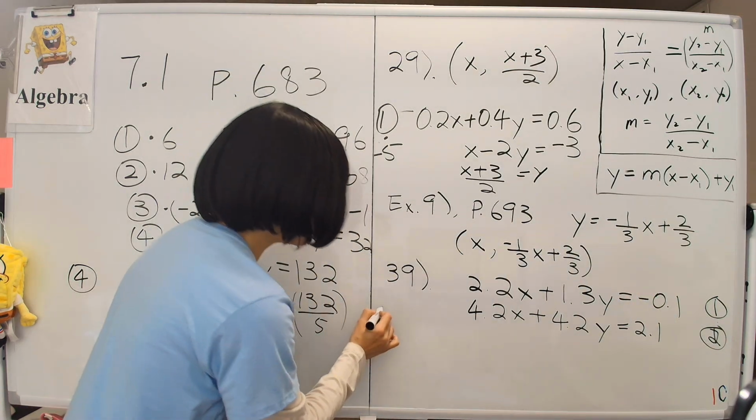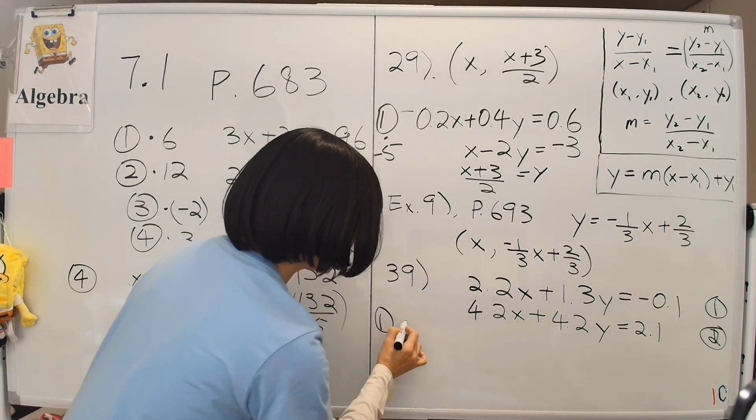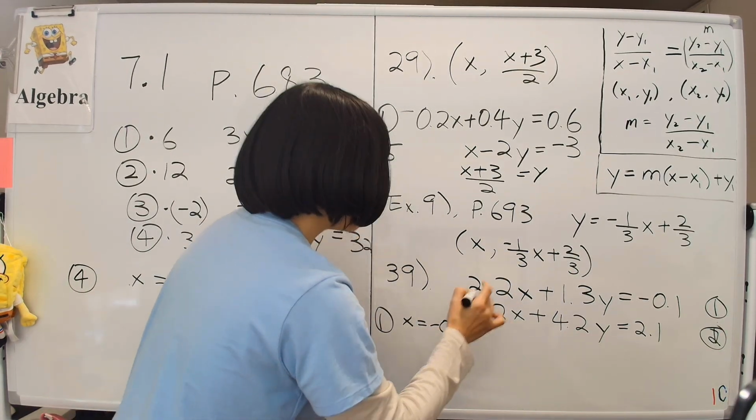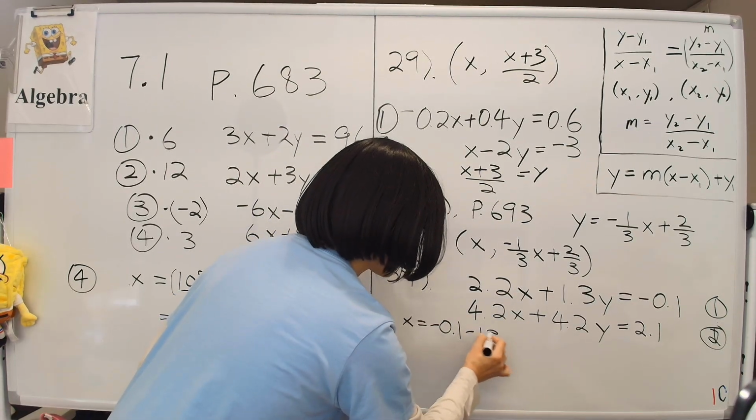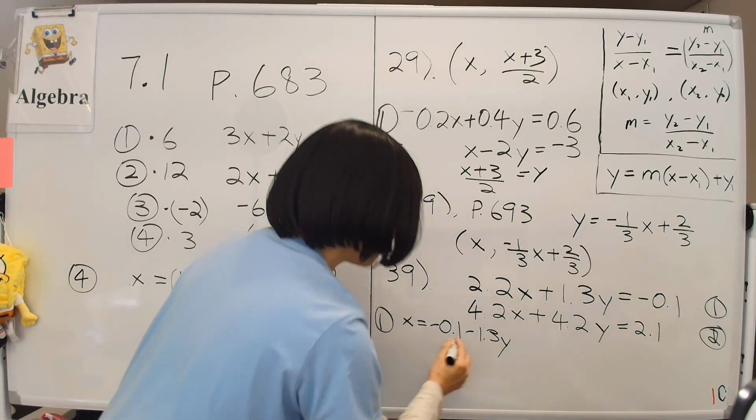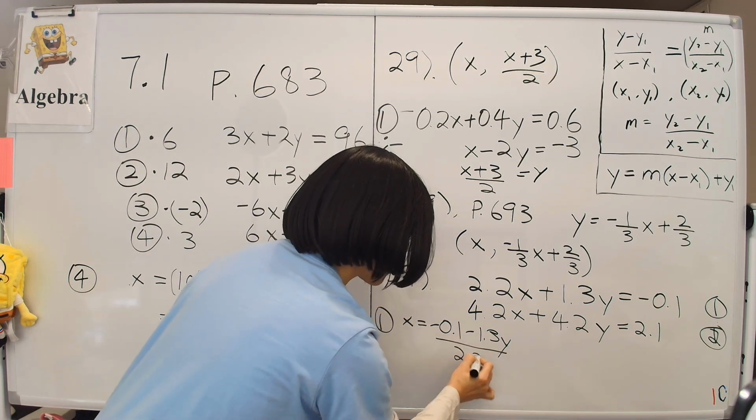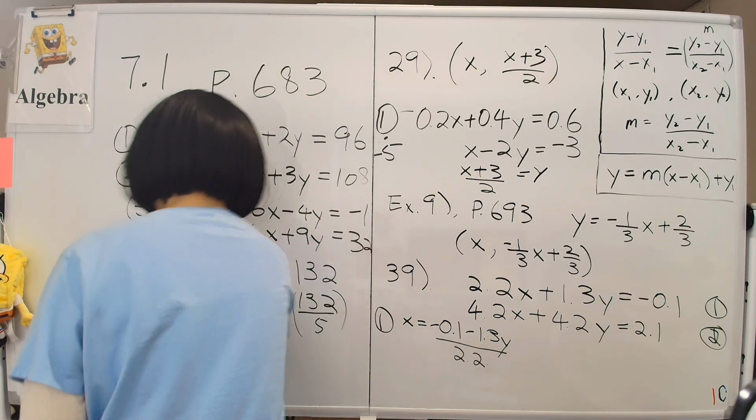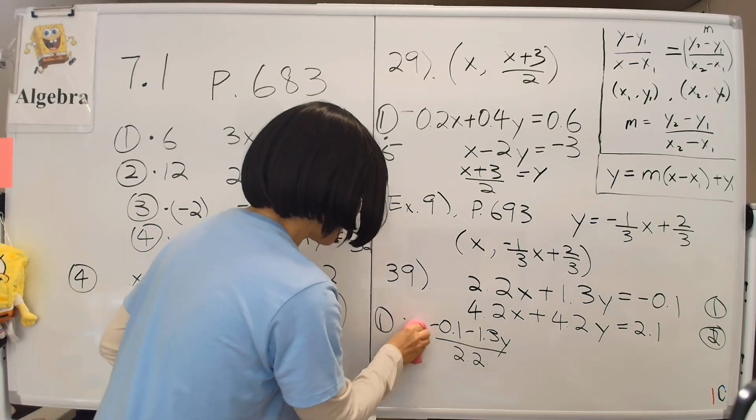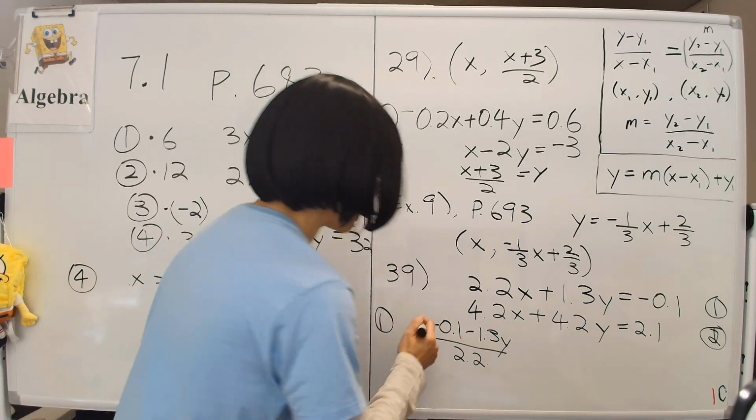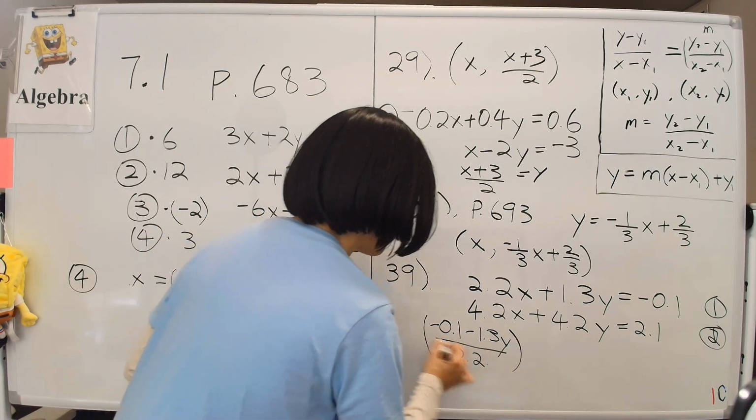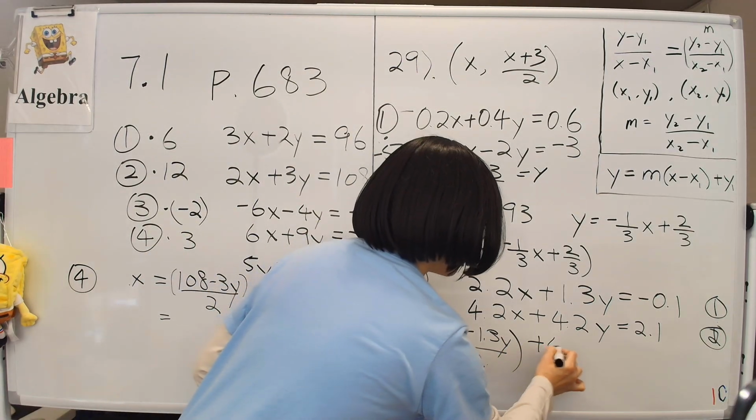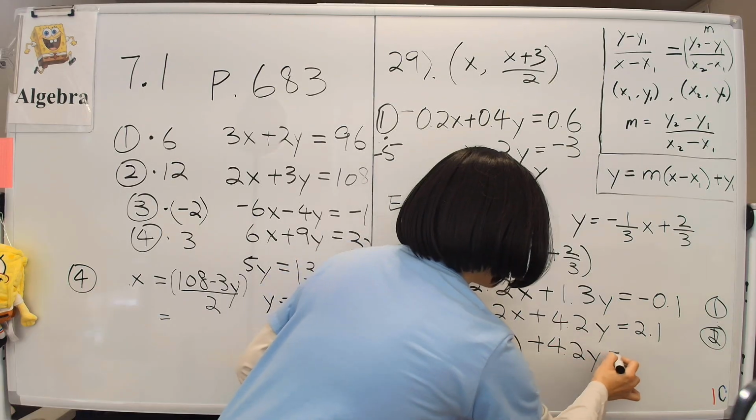So from equation 1, we get x. Let's figure out what x is. x equals minus 0.1 minus 1.3y, put that over there, divided by 2.2, and that should be x. So knowing that, we are going to stuff x in here. I am running out of space, so I will save space by doing this. This is x, remember that. We'll multiply it by 4.2, and stuff it in here, plus 4.2y, and that's going to be equal to 2.1.